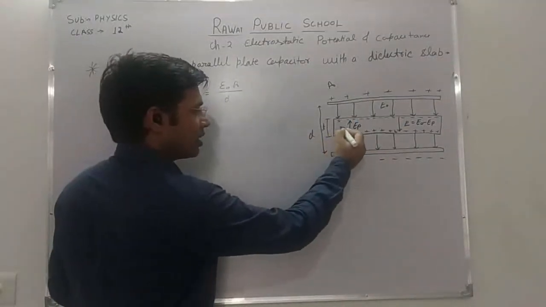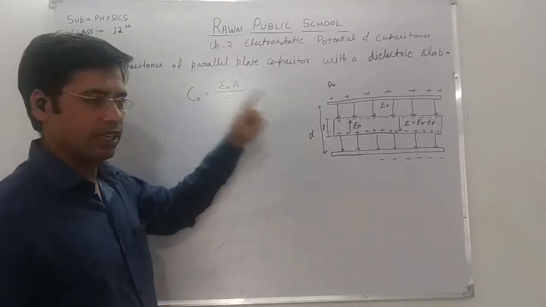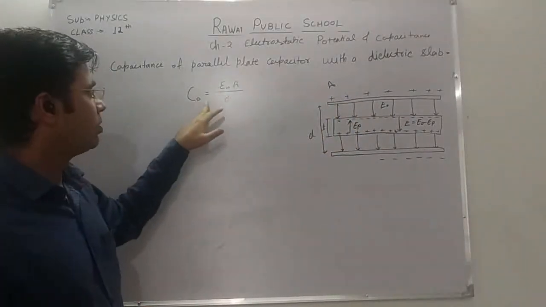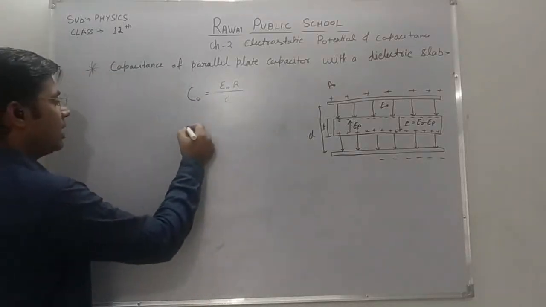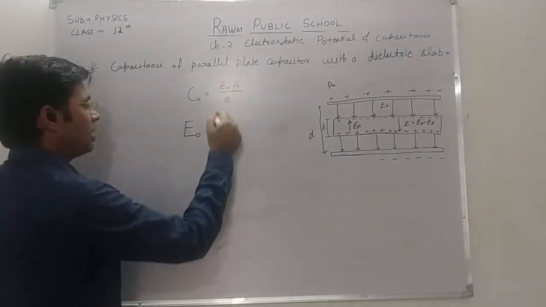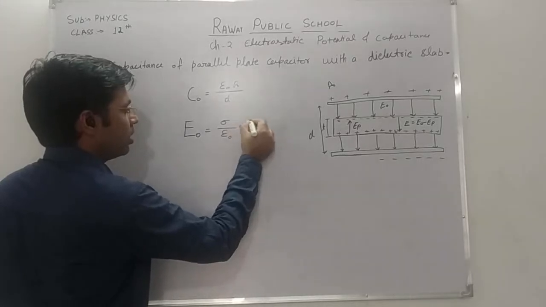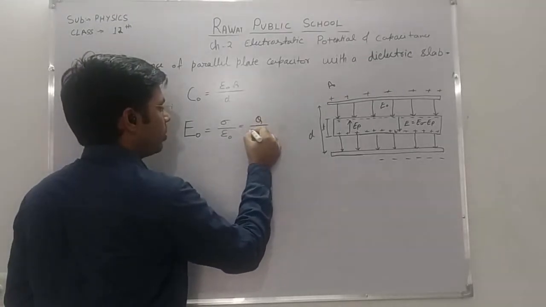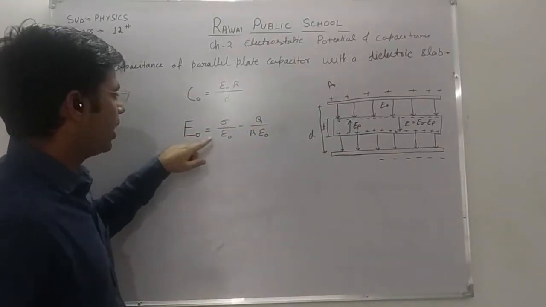The thickness of that dielectric slab is T, and the separation between the parallel plate capacitor plates is D. Now, when there is no dielectric slab inside that capacitor, the capacity of that capacitor is C naught equals epsilon naught A divided by D. Similarly, as we did in the previous derivation, an electric field gets developed inside the plates of the capacitor, which is equal to sigma divided by epsilon naught. This sigma is the surface charge density, so we can write it as Q divided by A epsilon naught. Call this E naught.